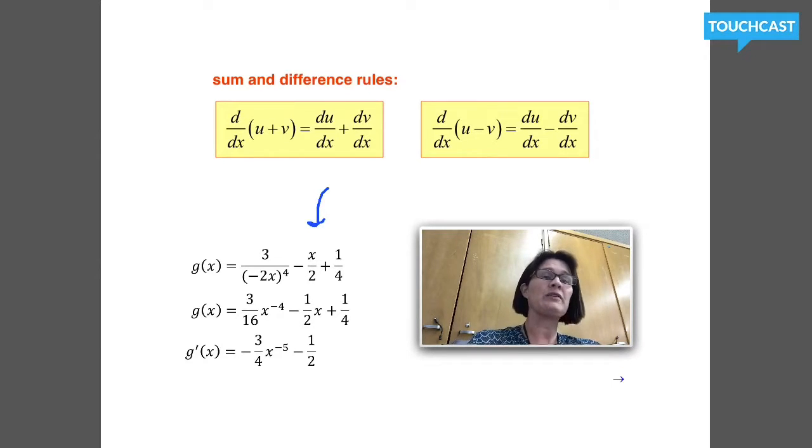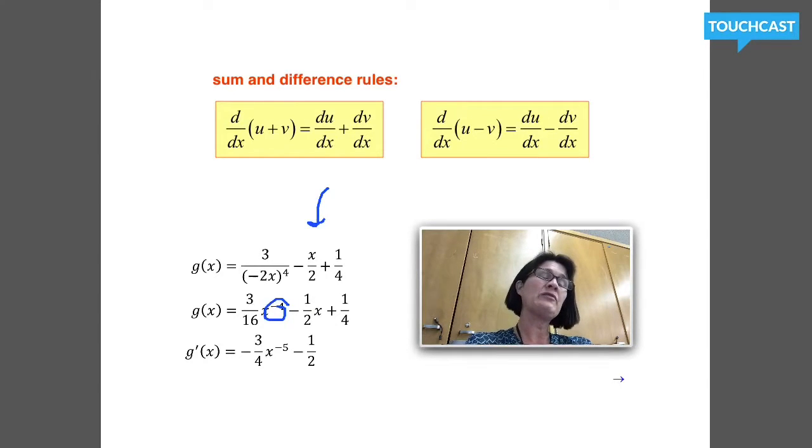Now I can take the derivative of each of those separate terms. I can use the sum and difference rule to help me piece back together my derivative. So to take the derivative of 3/16 x to the negative 4, that negative 4 comes down to the front to multiply. So I end up with negative 3 over 4. X to the new exponent is 1 less than the old exponent. That's how I get negative 5.